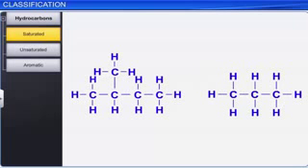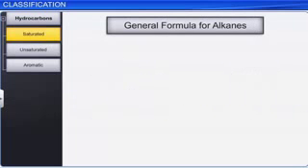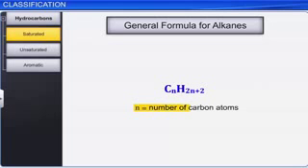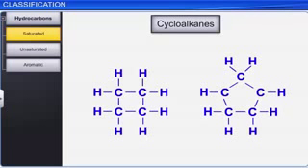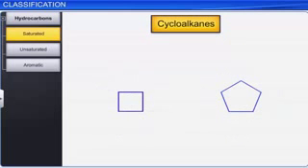Saturated, open-chain or acyclic hydrocarbons, in which carbon atoms are linked by straight or branched chains, are called alkanes. The general formula for alkanes is CnH2n+2, where n is equal to the number of carbon atoms present. For example, propane.